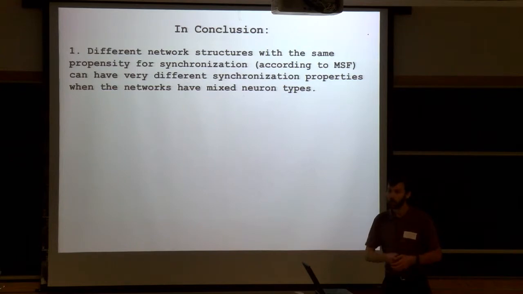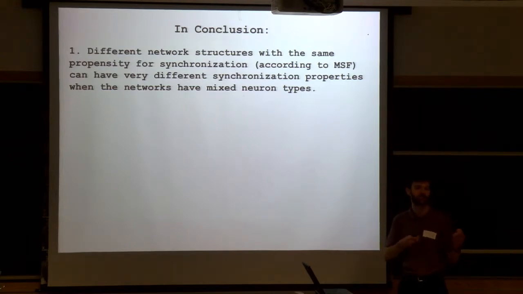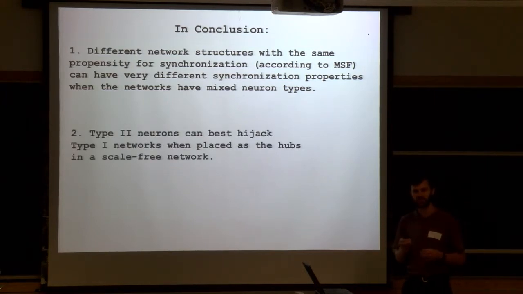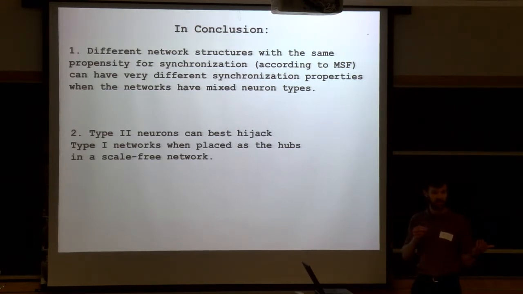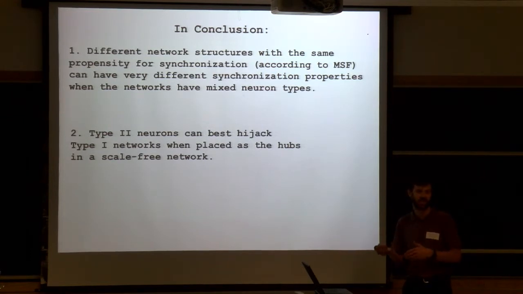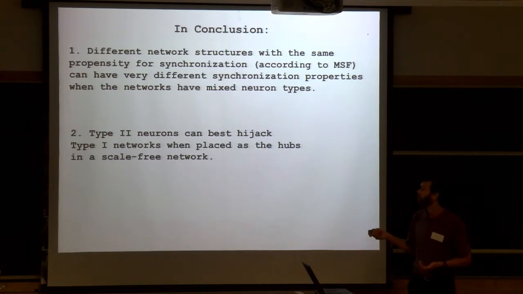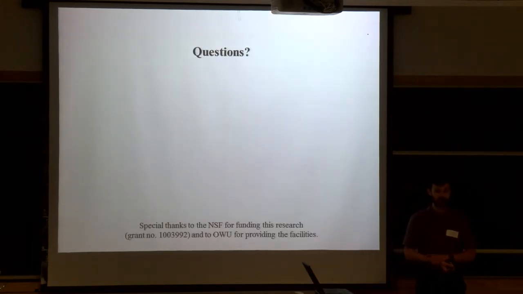So, in conclusion, different networks can synchronize differently depending on where you put the types of neurons in them, even if they have the same propensity for synchrony according to the master stability function. Furthermore, type 2 neurons can very easily hijack a scale-free type 1 network to synchrony if they are the hub cells of that network. This is particularly interesting since it is thought that in epilepsy, hub cells play a role in hijacking the networks to synchrony. So, our time's up.